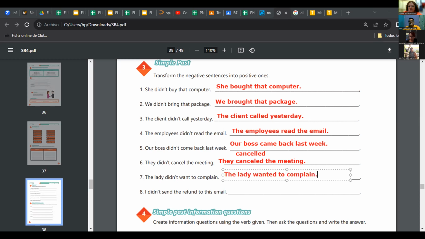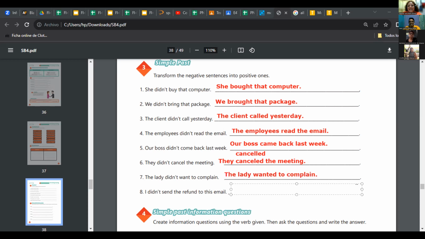Today, everybody, after this activity, I'm going to show you a video, so you can remember the pronunciation. In case you don't remember, I'm going to give you a little exercise so you can remember why the pronunciation is t, why the pronunciation is d, and why the pronunciation is id. I will give you some information so you can remember. Okay, what about number 8?